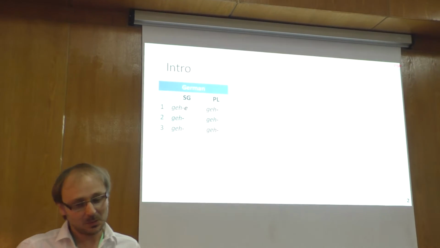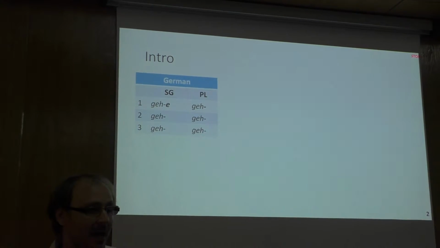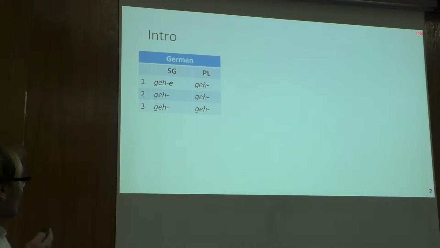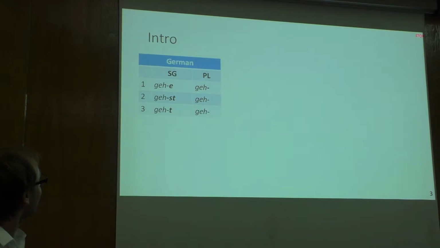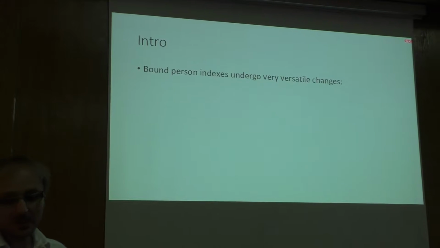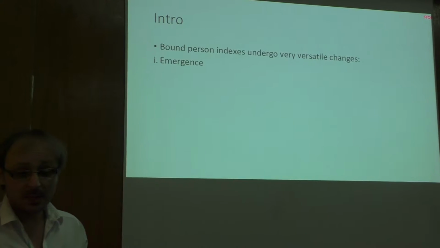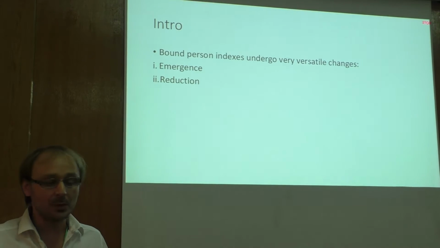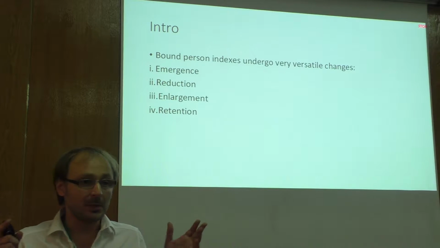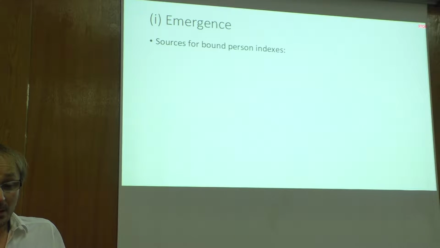I will also be relying on a notion introduced by Martin Haspelmath, but to make it short, I will look at those kinds of things like in this German paradigm, like ge, so first singular e, etc. So that's the thing I'm interested in. Bound person indexes undergo very versatile changes. They may emerge, they may be reduced in the course of time, they may also be enlarged, and in some languages they just remain the same without any changes across quite a long period of time.